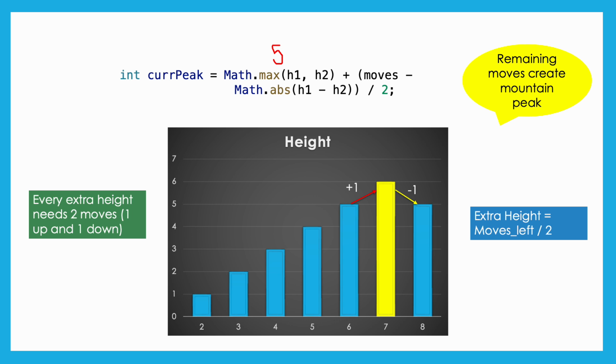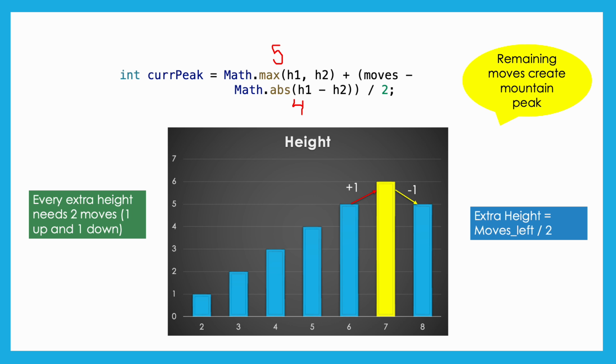And what is my moves? We'll calculate the moves. Let's calculate this. math.abs(h1 minus h2). So what is h1? It is 1. What is h2? It is 5. So what's 5 minus 1? It is 4, right? Okay. Now from height 1 up till height 5, if I want to go, I have utilized 4 moves.